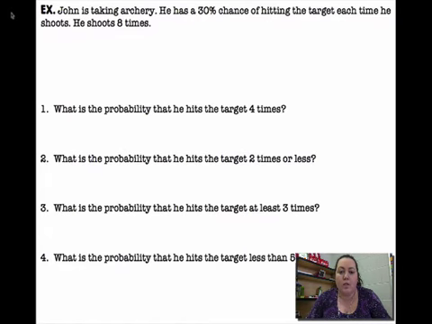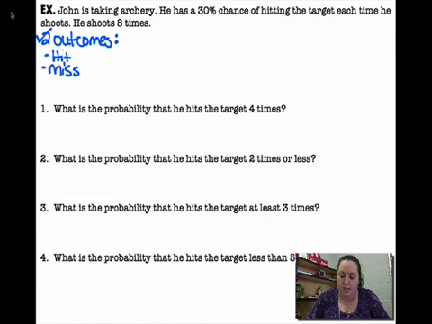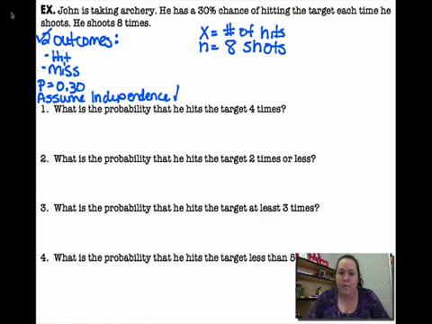John is taking archery. He has a 30% chance of hitting the target each time he shoots. He shoots 8 times. So they told me how many shots he took. So that means it's going to be binomial. There's 8 trials, 2 outcomes, hit or miss. So I'm checking my conditions. My probability is constant at 30%. And I'm going to assume independence. Each shot he takes is independent of the last shot. X is the number of hits, and N is 8 shots. So it's going to be a binomial distribution because they told me an N value: 8 shots and a 30% chance.